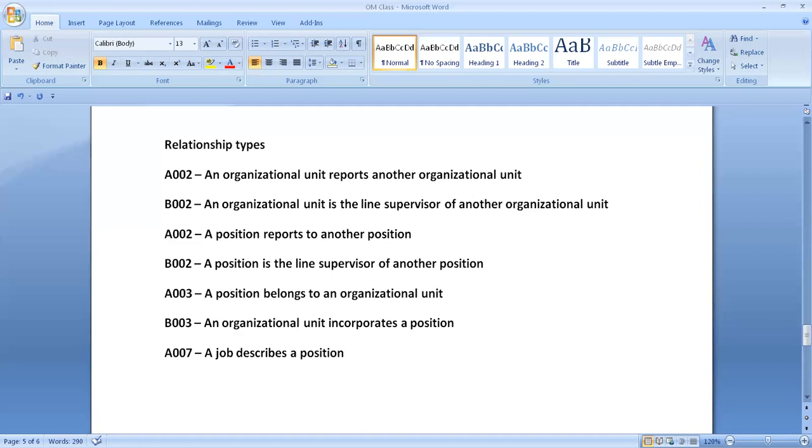A007 relationship. Let me type B007. In the reverse way, I can say a position is described by a job, because we know that it is a reciprocal relationship.